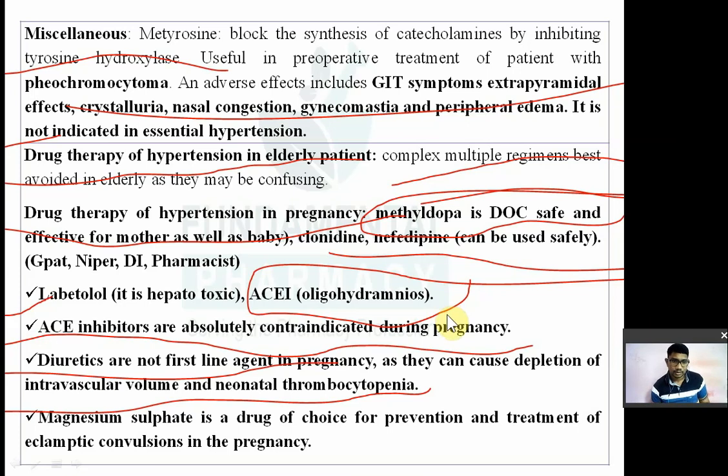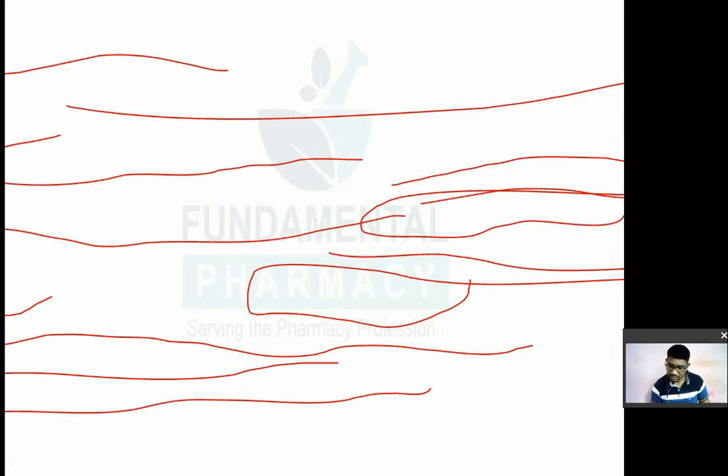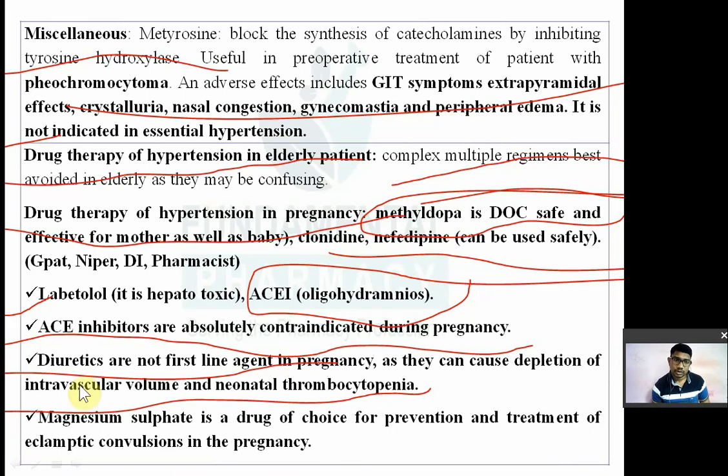Okay. Now there is one more drug known as magnesium sulfate. Magnesium sulfate is a drug of choice for the prevention and treatment of eclamptic convulsions in pregnancy. What are eclamptic convulsions? This is eclampsia. In eclampsia there is increased blood pressure during pregnancy, and because of that, convulsions also occur in pregnancy. So to control that, magnesium sulfate is the drug of choice. This was regarding antihypertensives.